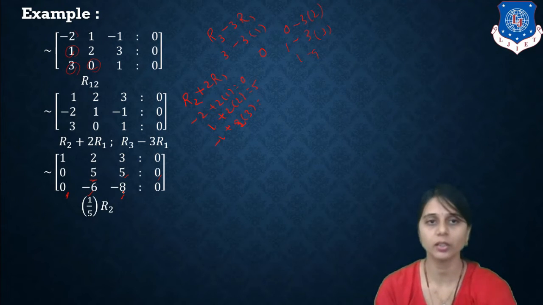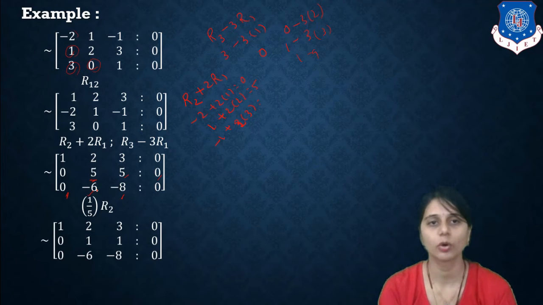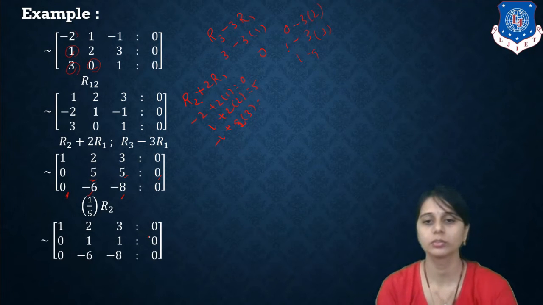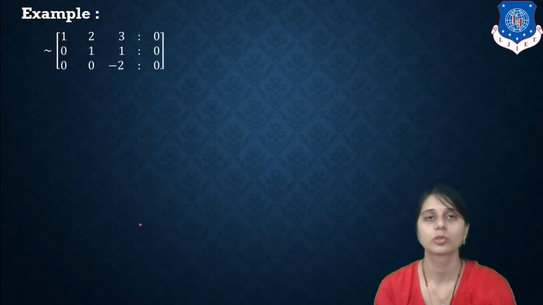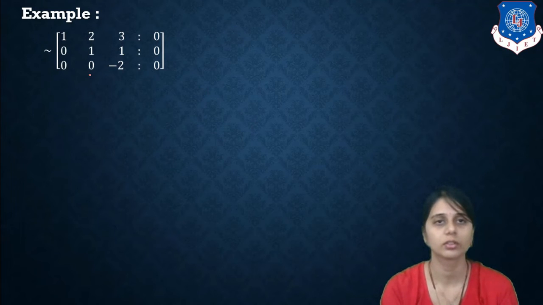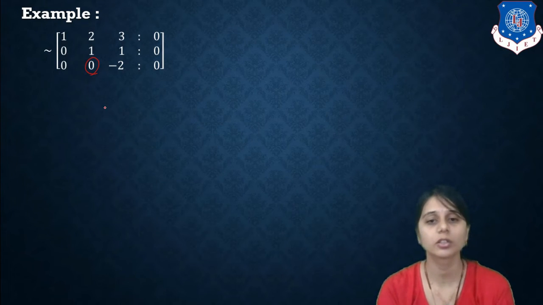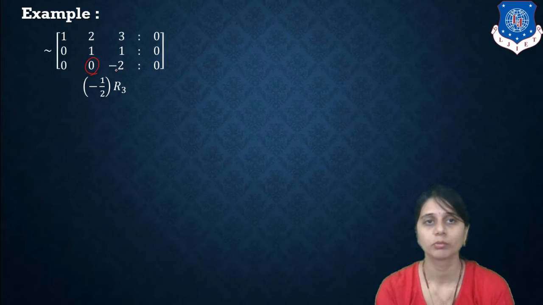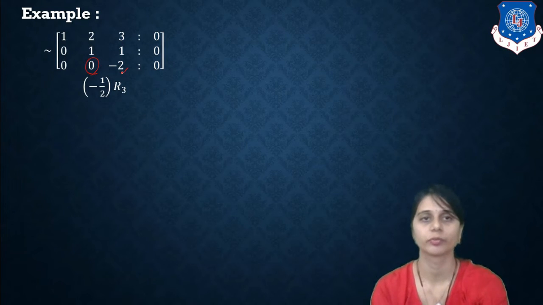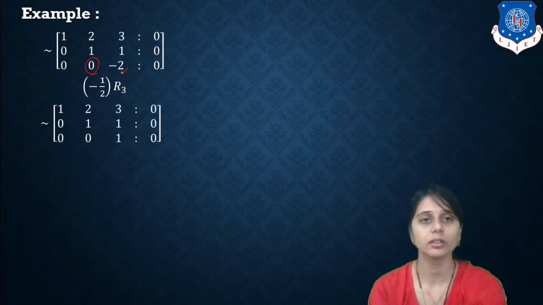We take 1 by 5 R2, and we get 0, 1, 1, 0 in the second row. Now R3 plus 6R2, so we get 0 in this entry. It is the row echelon form, by the Gauss elimination method. Now we take minus 1 by 8 R3 because we have to convert this entry into 1. So we get 1, 2, 3, 0; 0, 1, 1, 0; 0, 0, 1, 0.